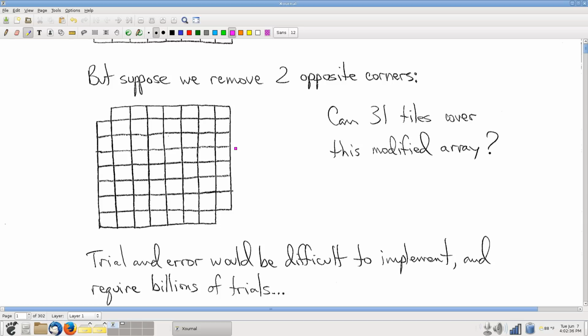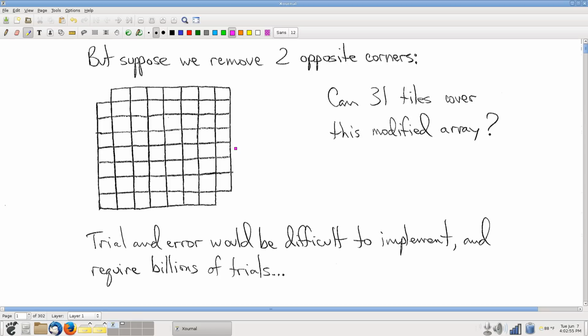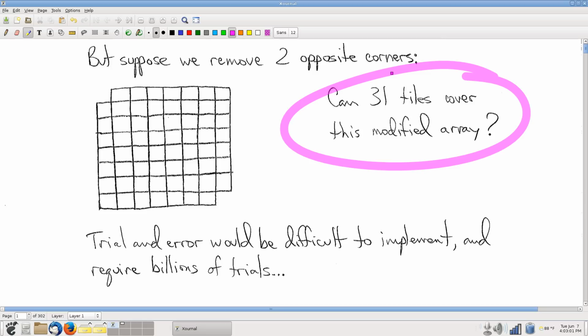Okay, so our own personal failure doesn't mean it's not possible. It might be that there's some way to cover this, and we just have not yet happened to have found it by our aimless, random attempts. Or it's also possible that this can't be done. How do we tell the difference? So it remains, we don't know the answer to this question. Can this be done? Can 31 tiles cover this array?